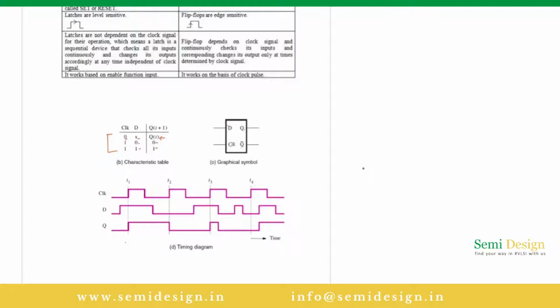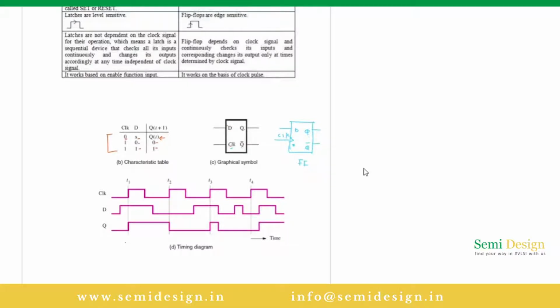Now what is the symbol for flip-flop? This is my positive edge flip-flop, so the difference is just this clock. This is D, Q and Q bar. This arrow shows you this is the flip-flop and this is the latch.